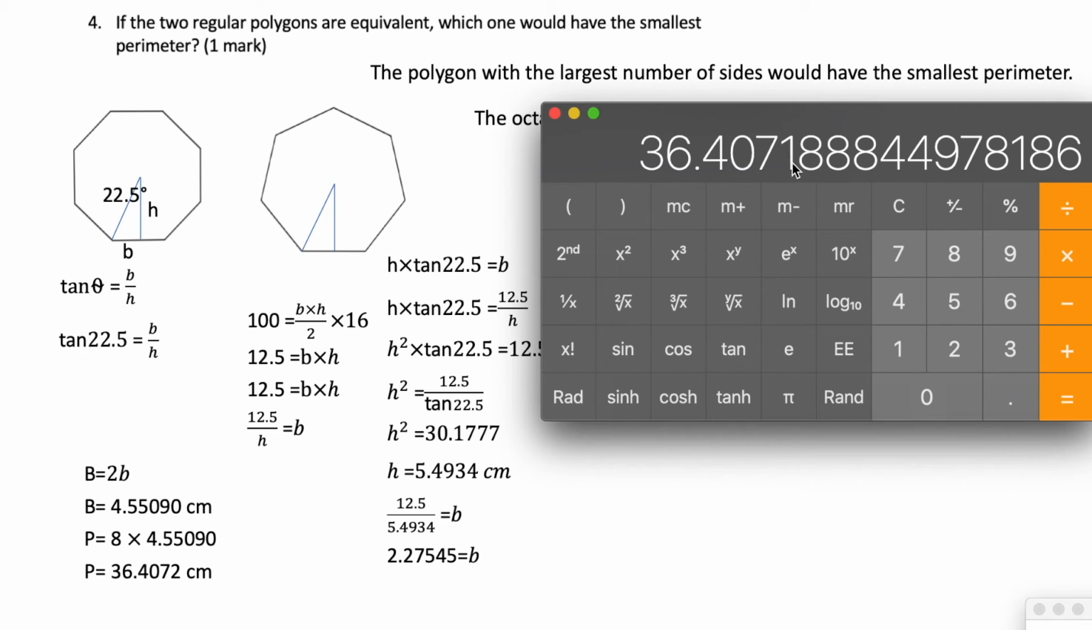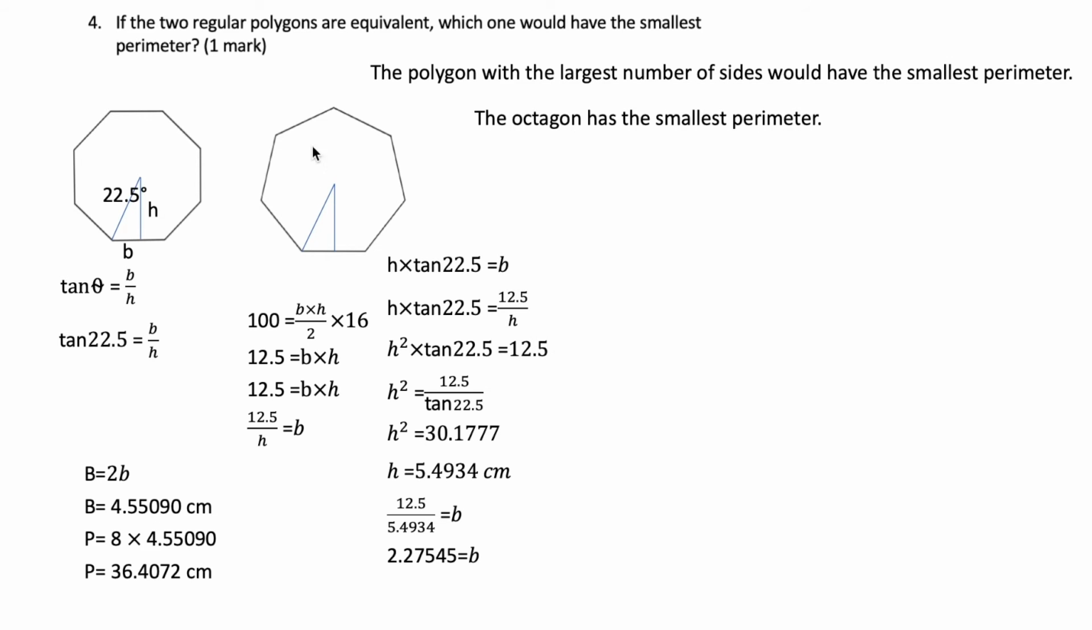We end up getting 36.407. Rounding it to the fourth decimal place, the 8 tells the 1 to become a 2, so 36.4072 centimeters is the perimeter of the octagon. Now we have to do that again for the pentagon.